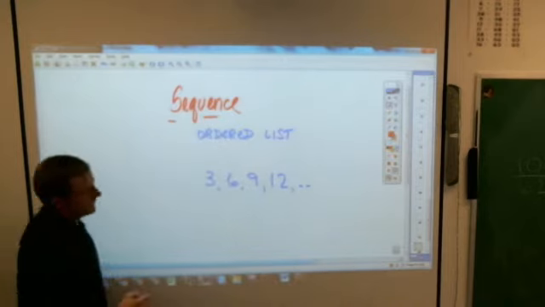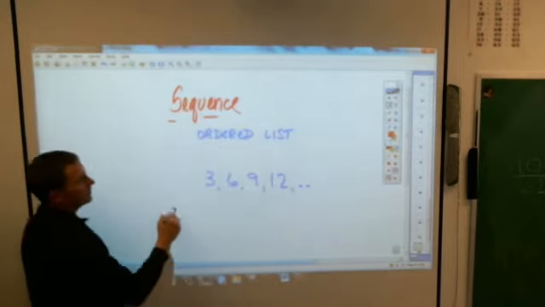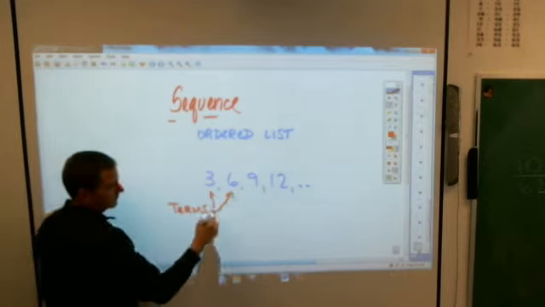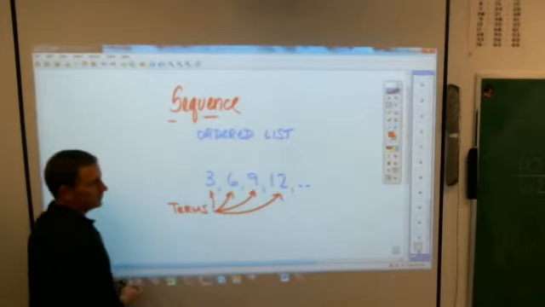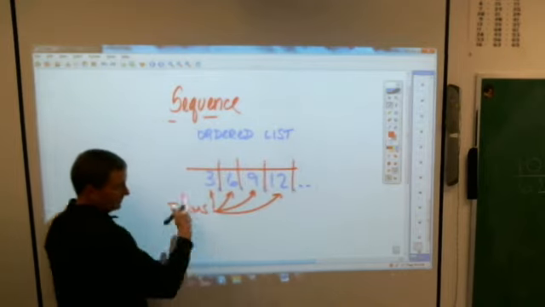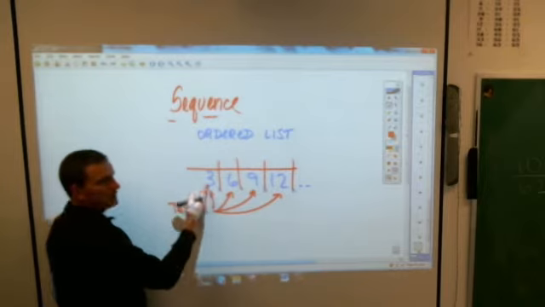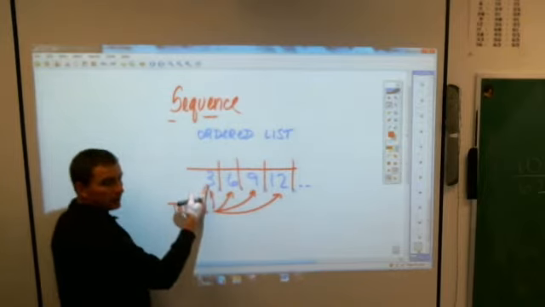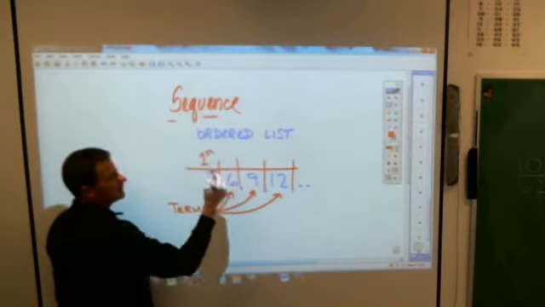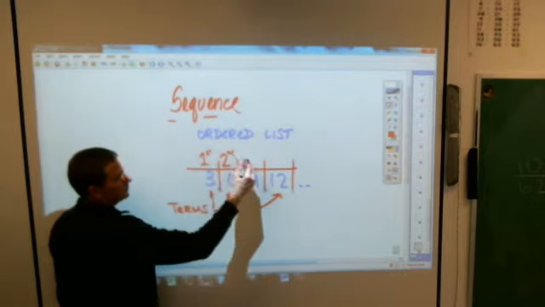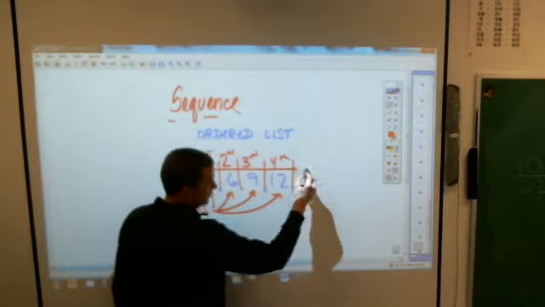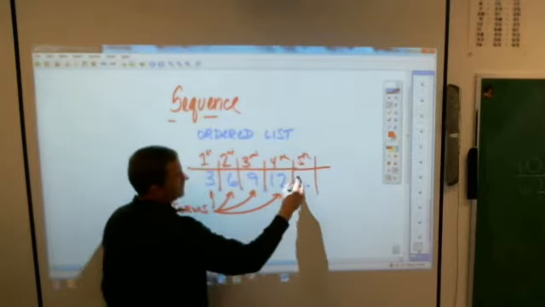Please make sure you understand that these individual things are called terms. And it works a little like this. I can make little boxes here. In my sequence, because the 3 is the first one, I call that the first term. Because the 6 is the second one, I call it the second term. And this would be the third term, and this would be the fourth term. If I asked you what the fifth term was, you would tell me it is 15.